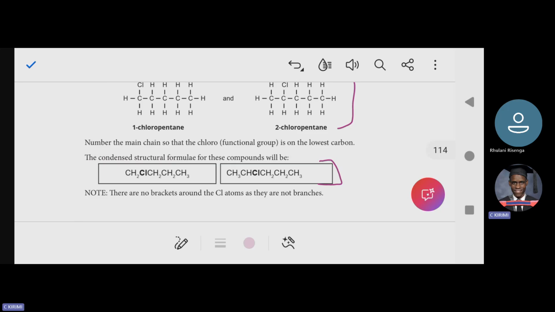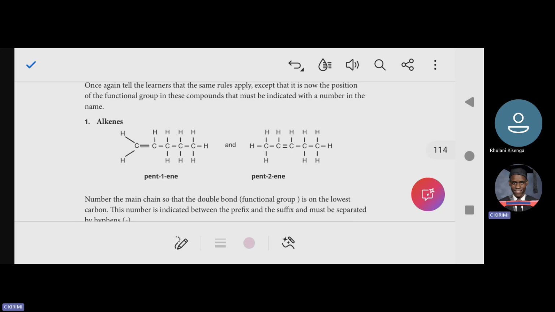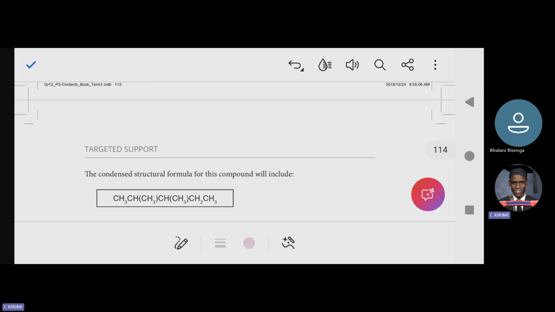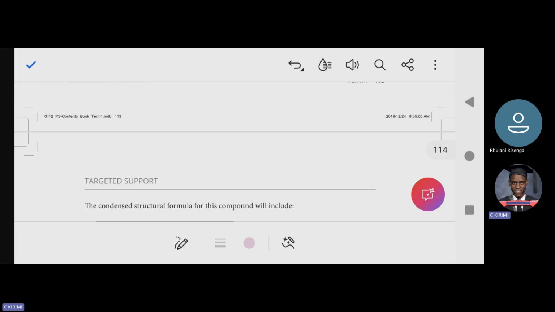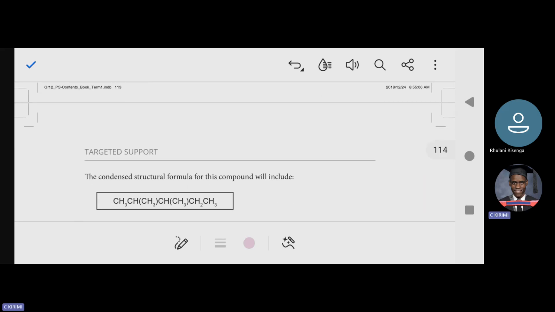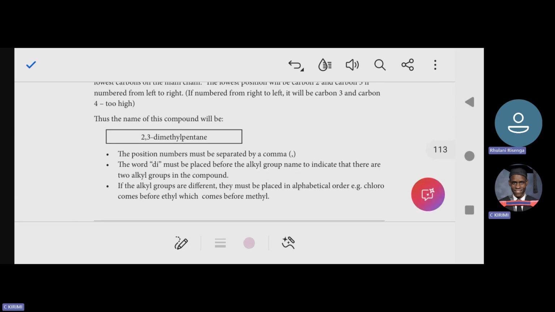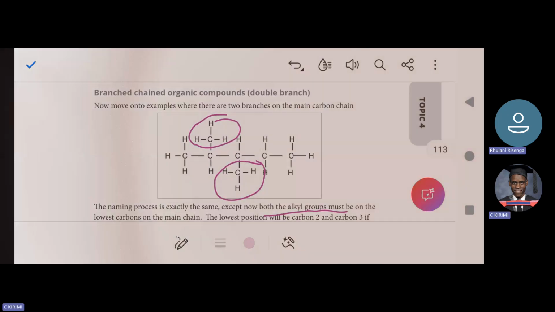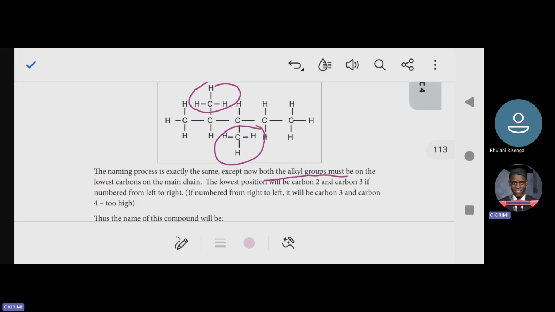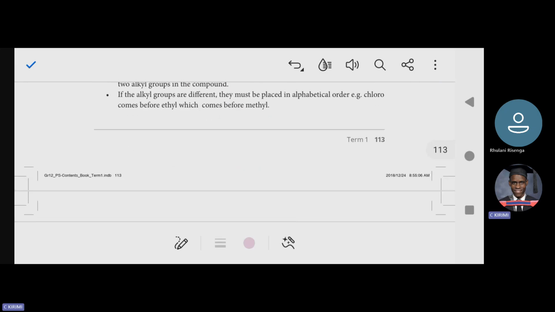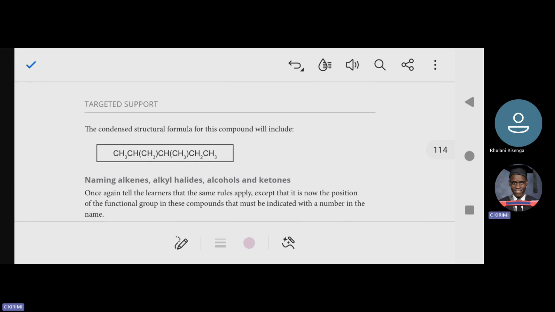Note there are no brackets around the Cl atoms as they are not branches. So don't put brackets. They are not branches. Only if there are branches, that's when you put brackets. Are you seeing the branch that we are having there at CH3? CH3. Are you seeing the branch? Yes. So where there are branches, that's where you put what? Brackets. Yes.